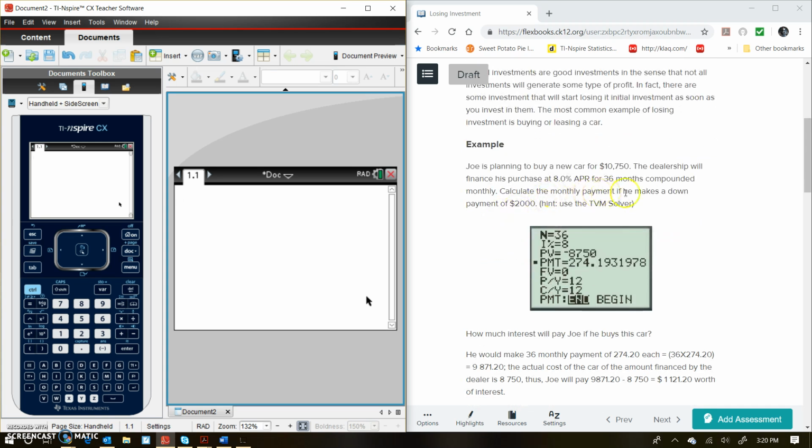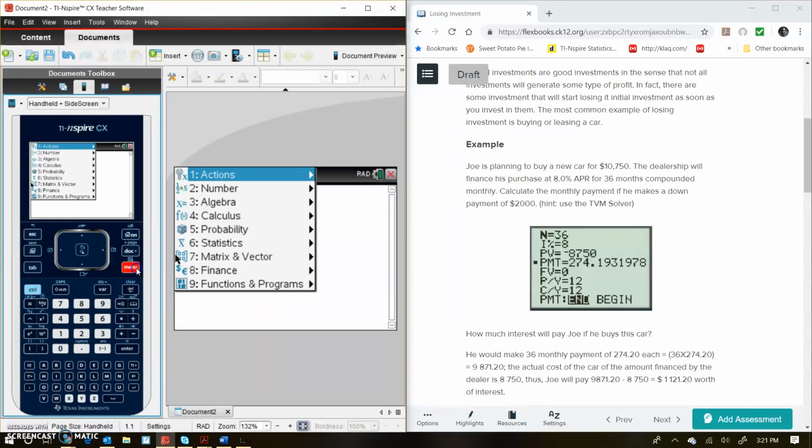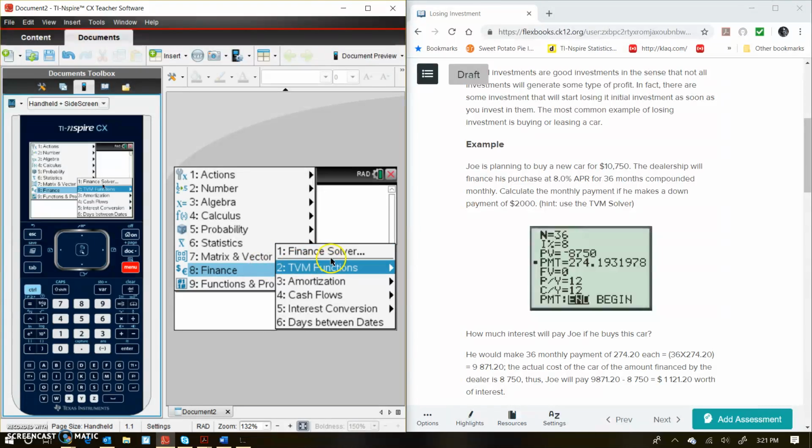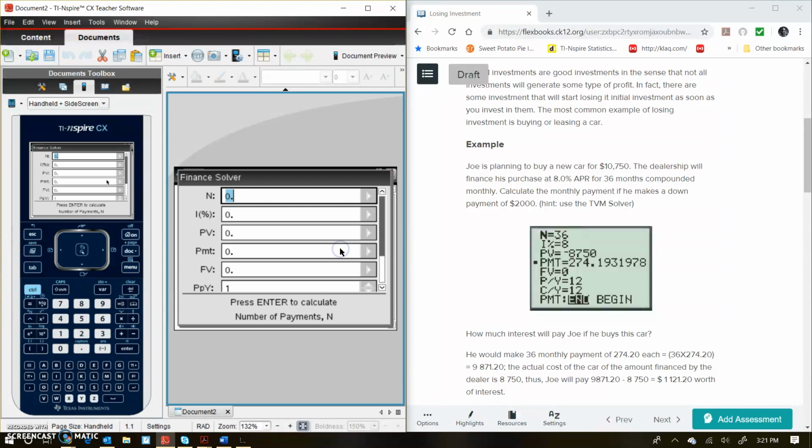So we're going to calculate the monthly payment if he also makes a down payment of $2,000. In other words, he's going up to the dealer with $2,000 and saying, "Here, I'm going to put this as a down payment, and I'm going to finance the rest." So we're going to get our menu, get our finance calculator, and get the finance solver.